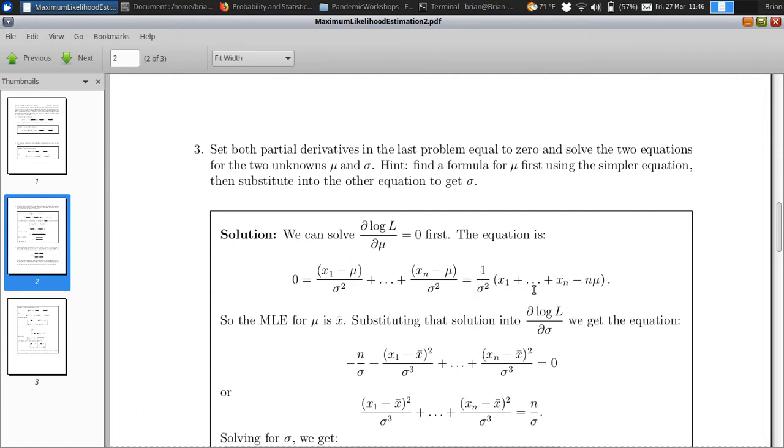And so when is that equal to 0? Well, I guess it's equal to 0 when mu is this stuff added up divided by n. And that's the x bar. All right, so this works exactly the same way as what we did last time when we just estimated mu.